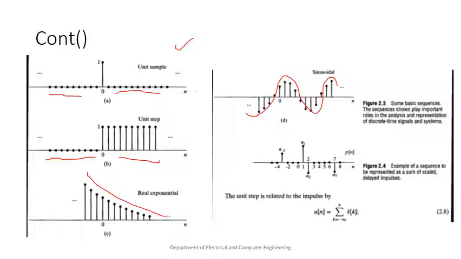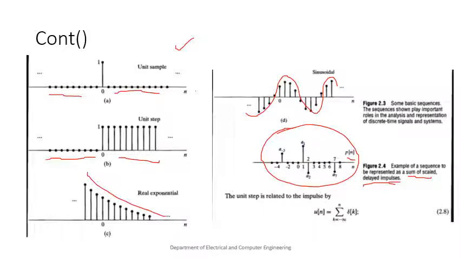So this is a sampled sinusoidal, and this is just an example of a sequence to be represented as a sum of scaled, delayed impulses. This is some random signal. We can represent this signal with the help of a sum of scaled delayed impulses. I'm going to talk about how you can represent this P of n using impulses. We know there is an impulse at -3, at 1, at 2, and at 7.